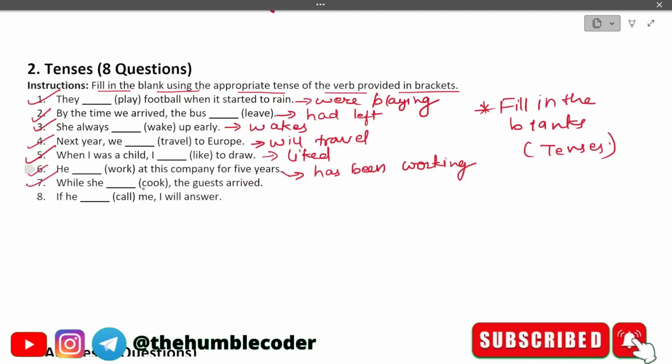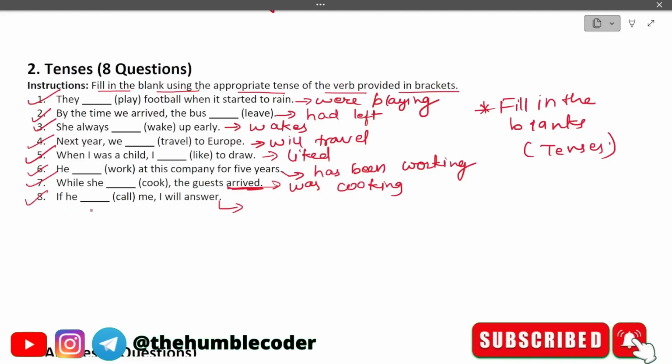Next is, while she dash, the guest arrived. Okay, and the word is cook. So the correct answer will be, while she was cooking, because we got to know that this is a past tense statement based on the word arrived. Arrived is in past tense, so we prepared our word in the same way, that she was cooking, right? Since we are talking about past tense here.